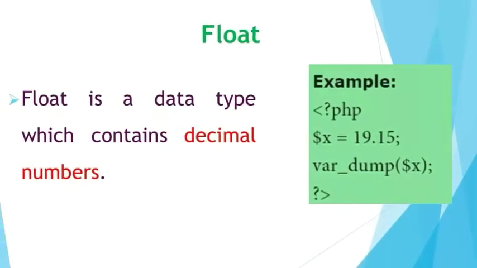See the next data type, float. Float is the data type which contains decimal numbers, which means fractional numbers. See this example. This is the opening tag, this is the closing tag. This is the variable name, $x is equal to, this is the floating point number, which means fractional number, 19.15. This variable dump is a function, so you have to print the type and value of that variable x. So what is the type? Float. And what is the value? 19.15. It will be printed on the output screen.